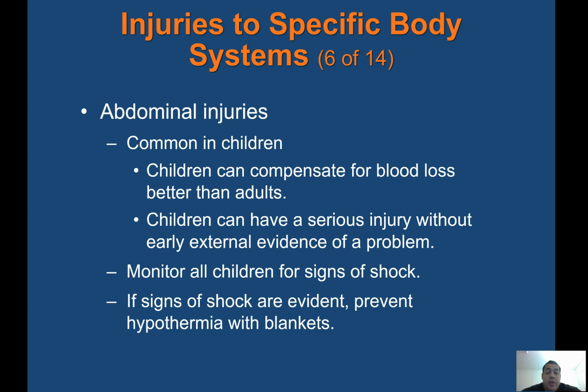Abdominal injuries are common in children. Children can compensate for blood loss better than adults. Children can have a serious injury without early external evidence of a problem. Monitor all children for signs of shock. When signs of shock are evident, prevent hypothermia with blankets.